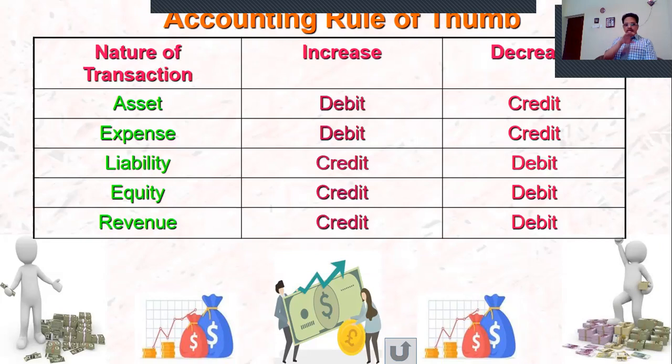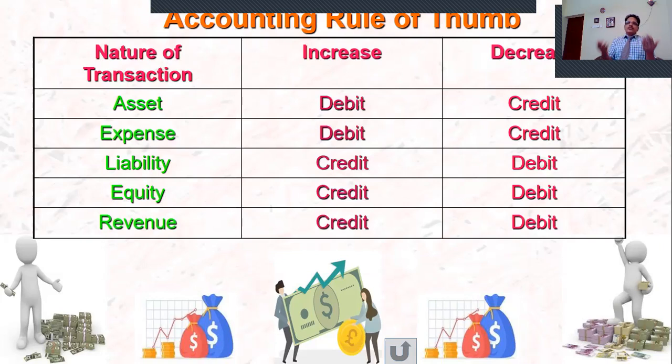So this is the rule. For asset and expense, when it is increasing, you have to debit, and when it is decreasing, you have to credit. But for liability, equity, and revenue, when it is increasing, you have to credit, and when decreasing, you have to debit. Capital is also a part of equity. I distinguished it because we discussed it in different contexts. For sole trading and partnership it is called capital, and for corporate sector companies and joint stock companies it is called equity. This is the basic rule of accounting.